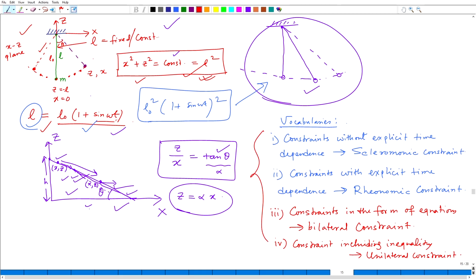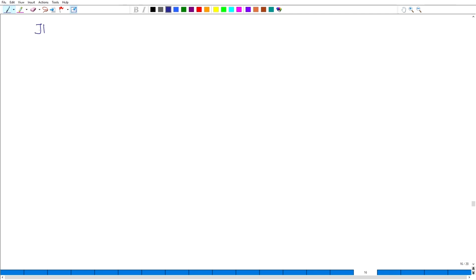Okay, so these four vocabularies are very interesting for you, but now I will introduce two important vocabularies which will be of paramount interest for us. The first one is the holonomic constraints. I can write number five, holonomic constraints. And number six, non-holonomic constraints. For these two, I first write their name and then I explain what they are.